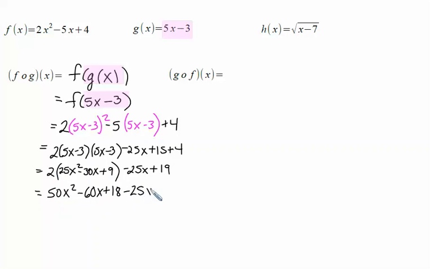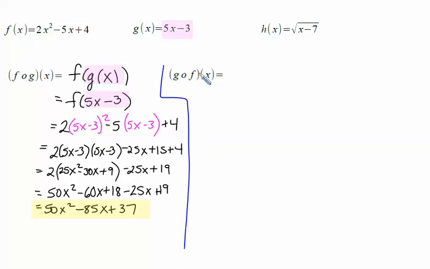But then we also have to combine everything at the very end. So we'll have 50x squared minus 85x plus 37. Please simplify as much as possible, and that would be completely simplified. That would be the answer to f of g of x.